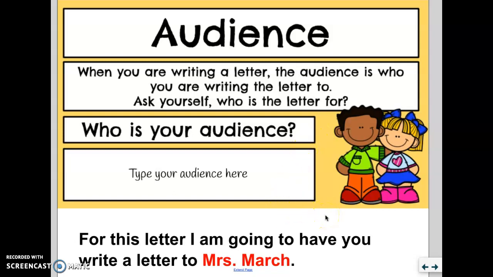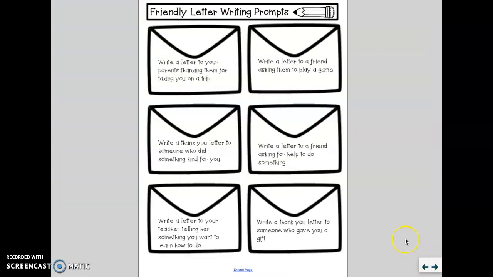So for this assignment, I am going to ask that you write a letter to me, Mrs. March, because each year at the end of the year, I always have the fourth graders write me a letter that I save, and I've done one every single year, so we can't skip this year. Now, there are lots of reasons for writing a letter. Here's a couple of examples.